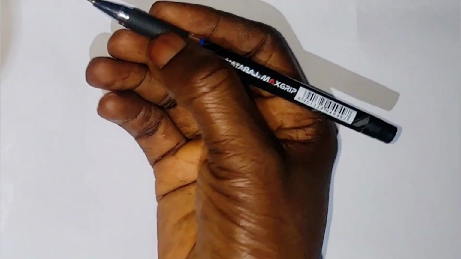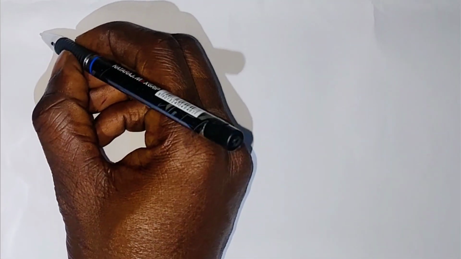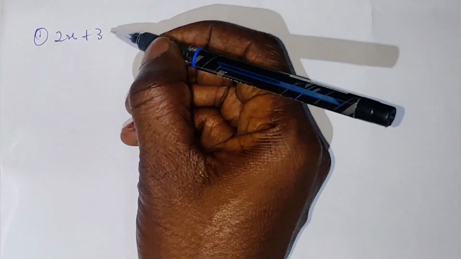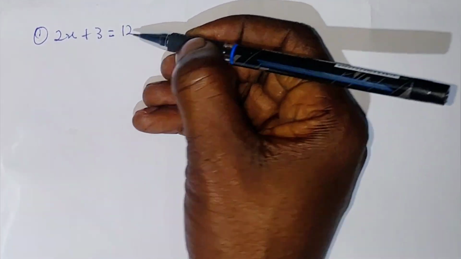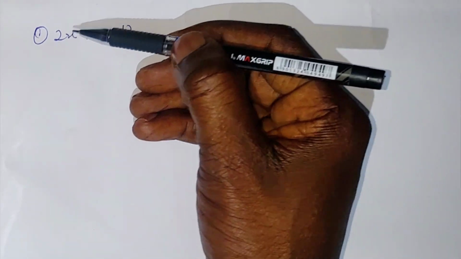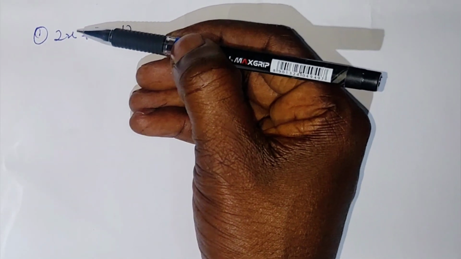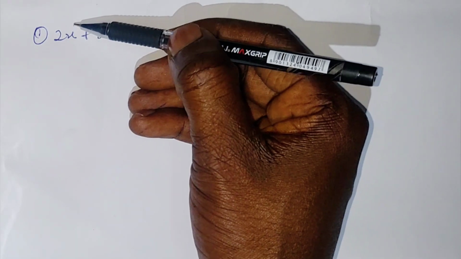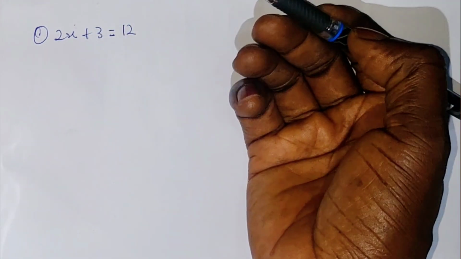A linear equation can be in the form, let's say, 2x + 3 = 12. The reason why it's a linear equation is because this is our variable and the degree is 1. If it was a square or a cube, we would say it's not a linear equation. So we're going to look at how to solve questions like this.